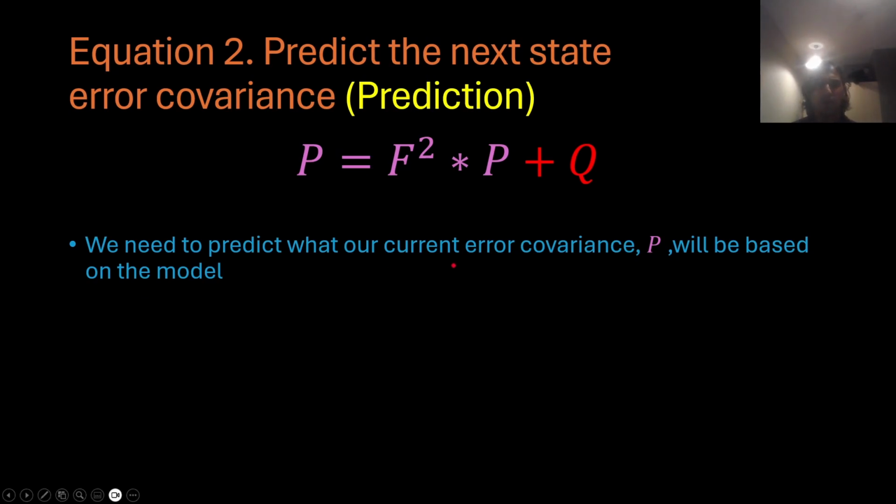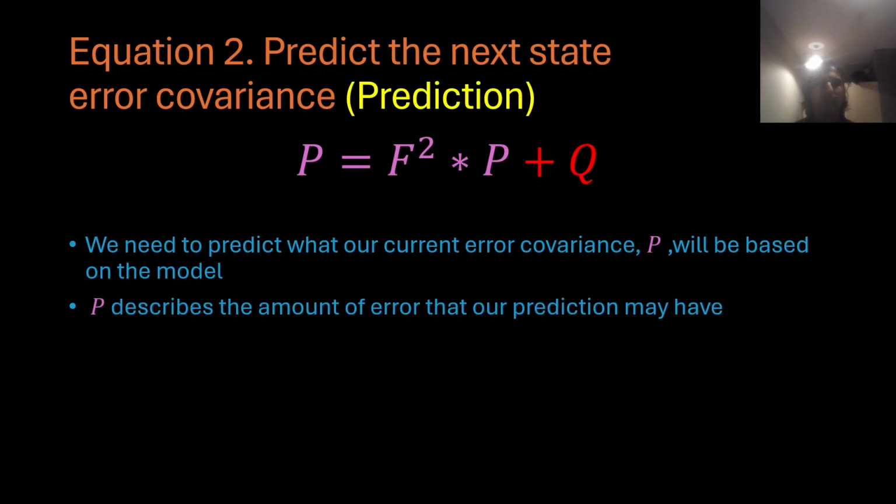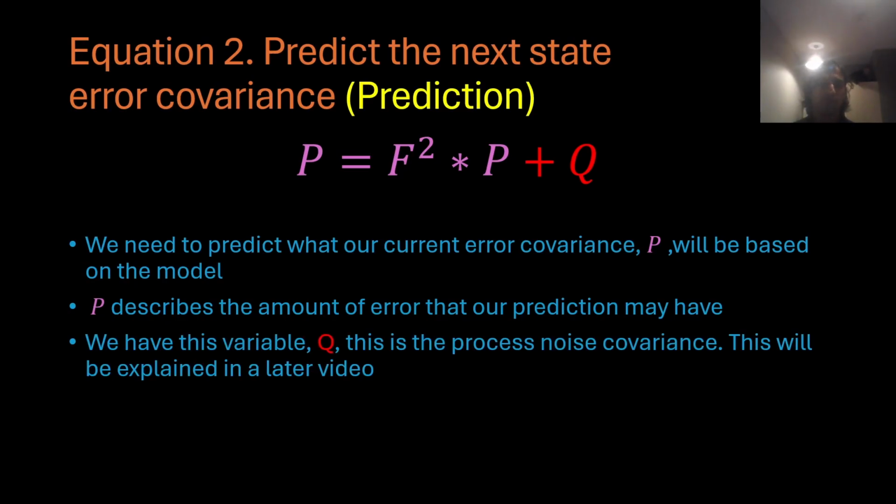So we need to predict what our current error covariance P will be based on the model. P essentially explains how much error you think your prediction has. That's as simple as P is. P describes the amount of error that our prediction may have. A prediction cannot be perfect. Just because you're using mathematical equations does not mean the prediction is perfect. It's also prone to its own noise and problems too.